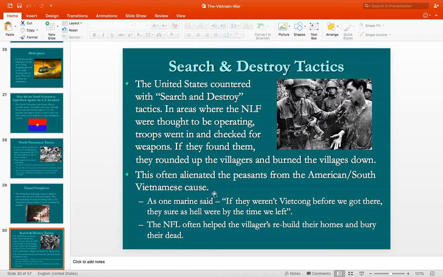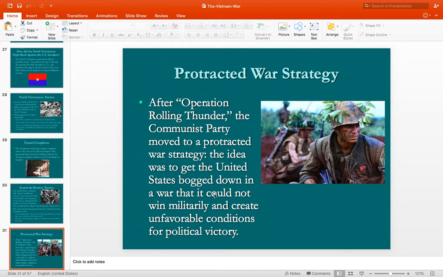By '65, '66, the U.S. began a more aggressive campaign within peasants, within villages in rural Vietnam, and they called this search and destroy. They're basically going around burning homes, torturing men, women, and children to try to get information. The U.S. is confounded that Operation Rolling Thunder wasn't a success.